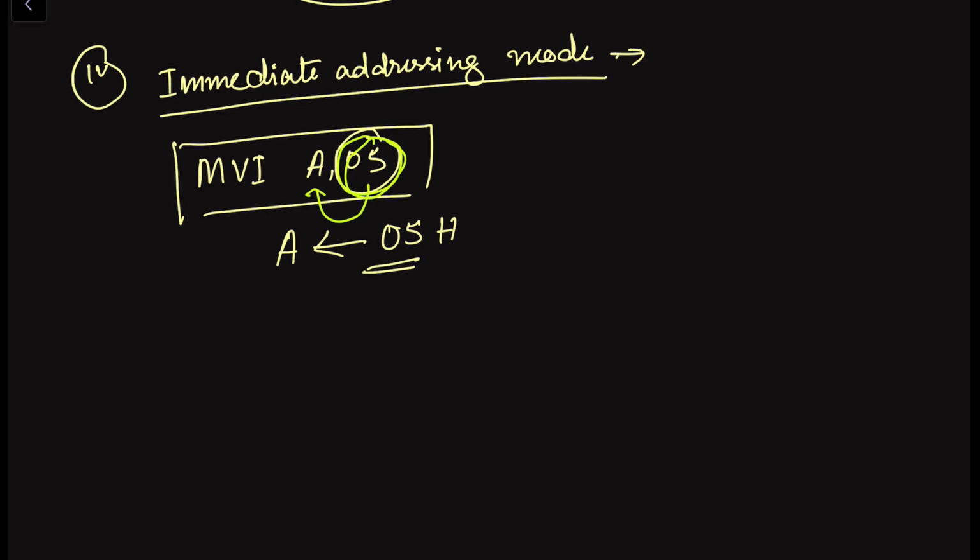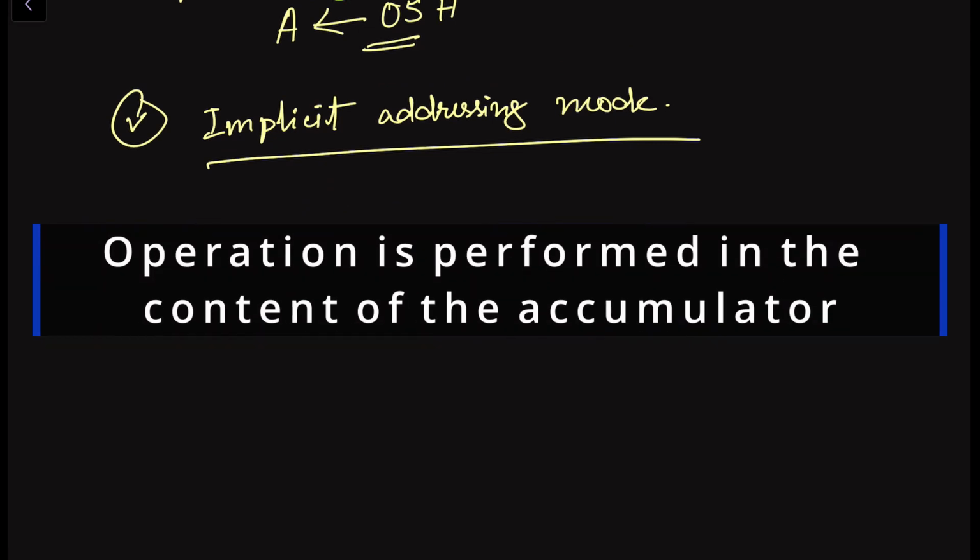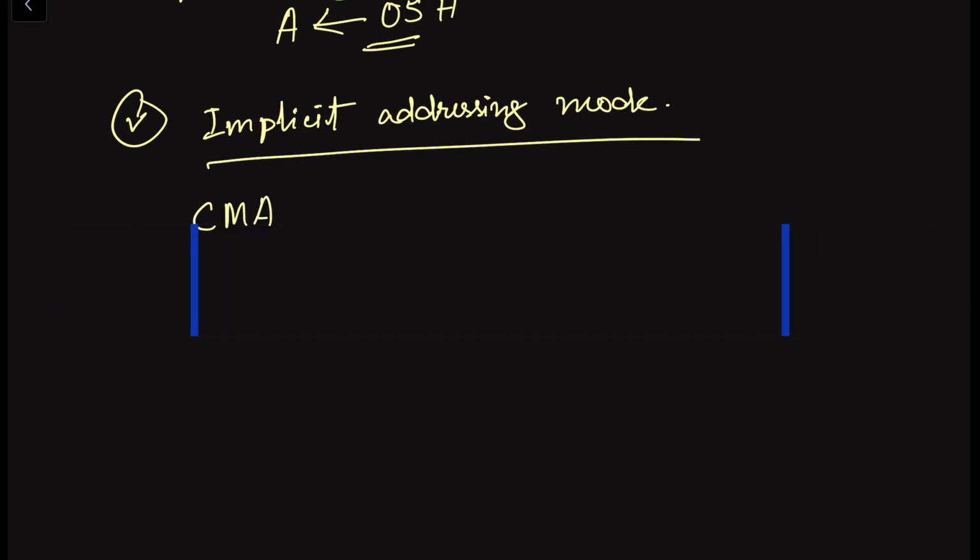Now let us go to our fifth type of addressing mode, the implicit addressing mode. In this type of addressing mode, the operation is done on the accumulator content. Suppose we have CMA. Here we are not given any data. CMA means complement the content of the accumulator. We are not given any other data here. There are many other examples also, such as RAL and RAR. These are various other operations that are performed on the accumulator content.